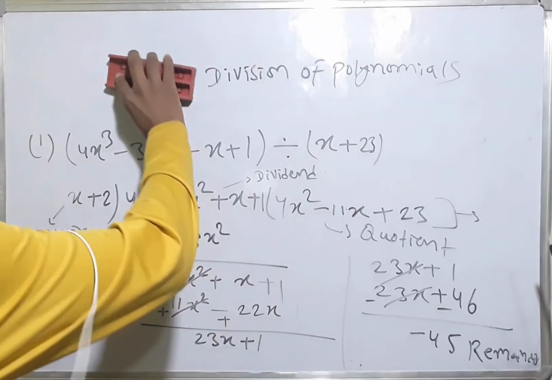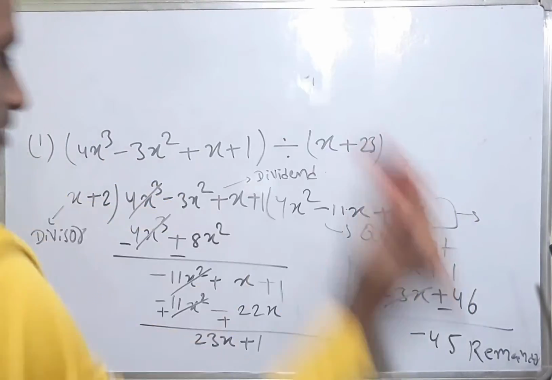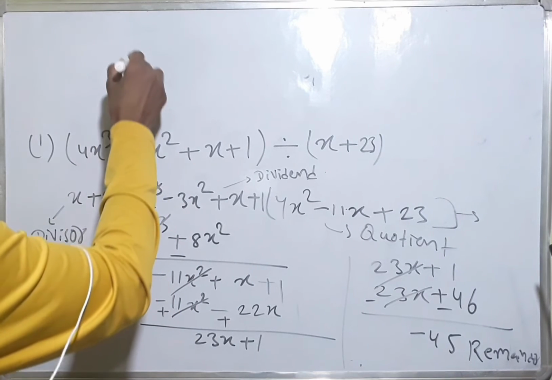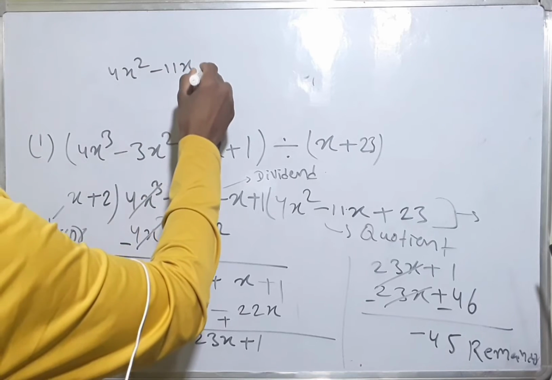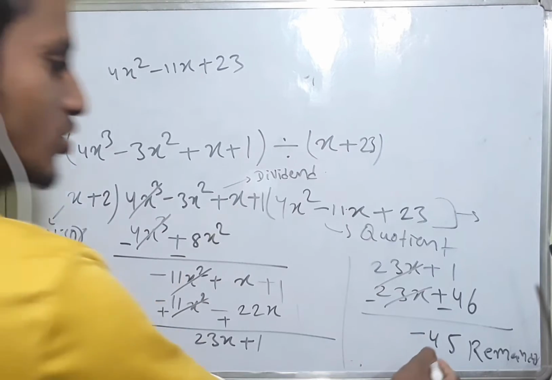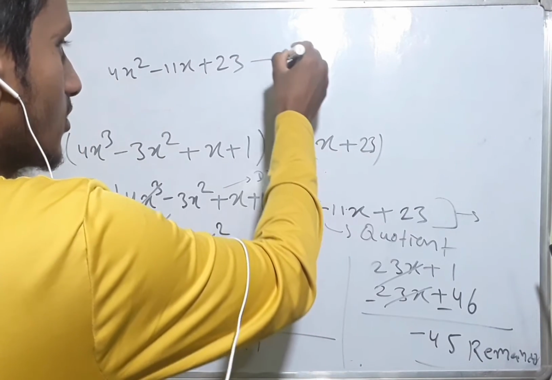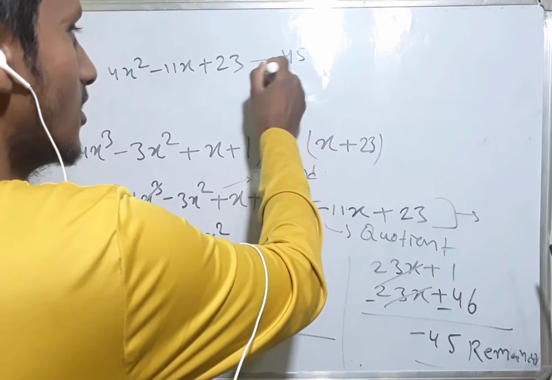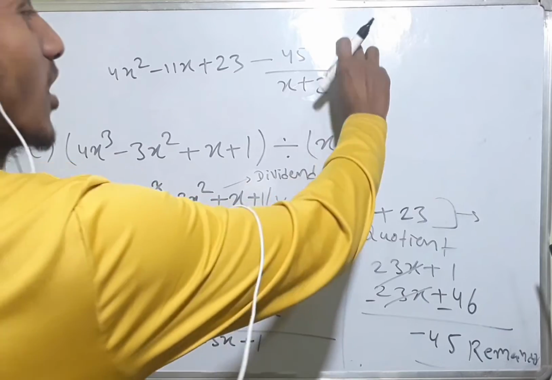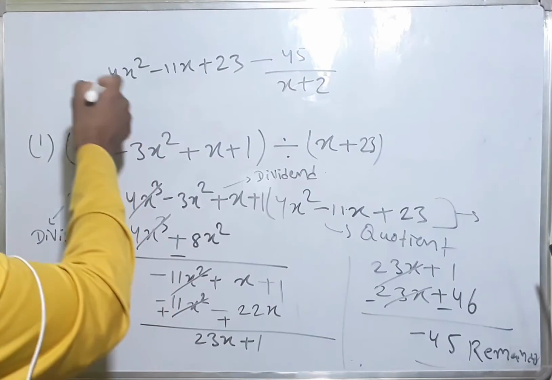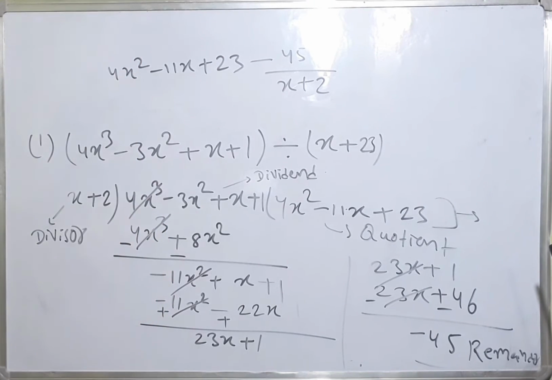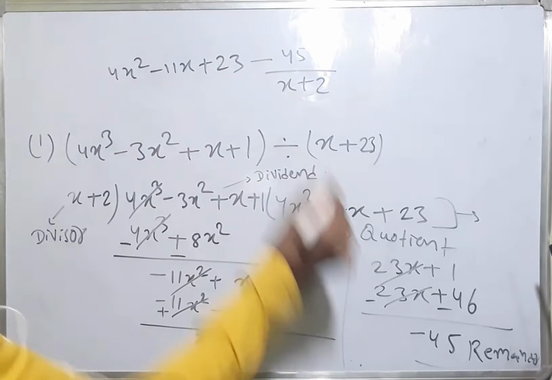Let me just write the answer here. The answer to this was what? 4x squared minus 11x plus 23, and then we have something as the remainder, which is minus 45. So we're not going to subtract it. What you're going to do is subtract this after dividing by x plus 2, and you cannot divide this thing. That's why you have to write the answer like this in the form of a fraction. So this is it. This is for this problem.